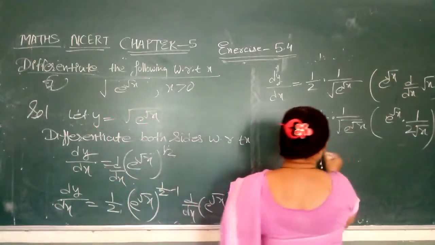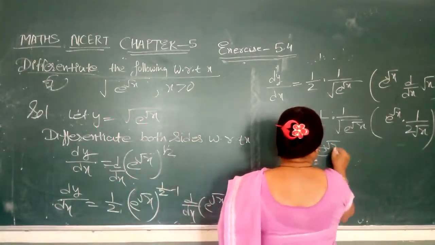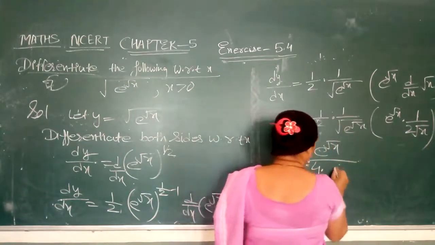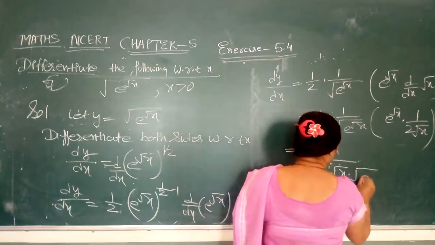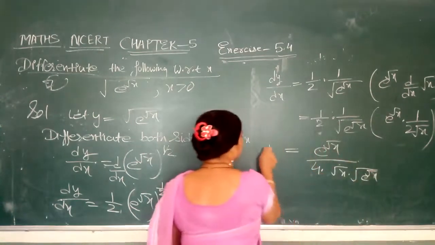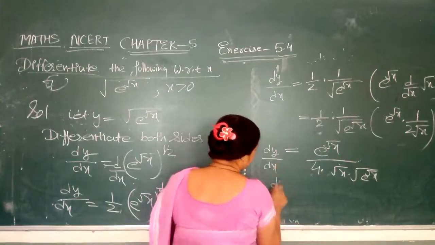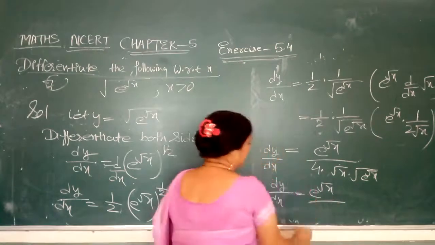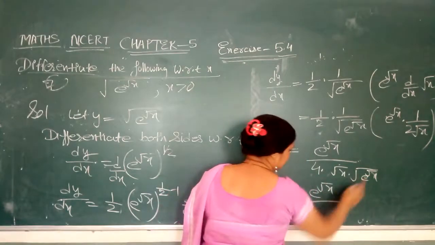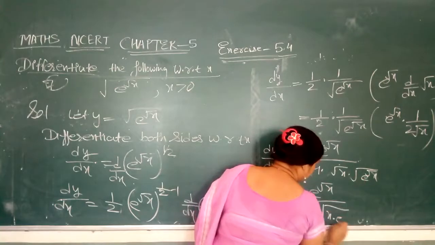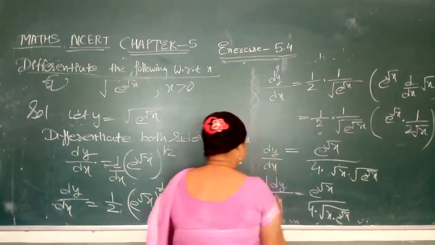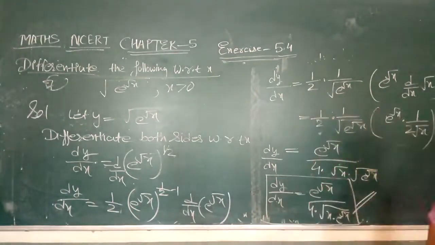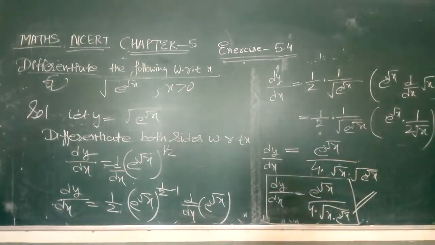After that, in the numerator, e raised to root x upon, here 2 into 2 will come 4, then root x, then e raised to root x. After that, you can write dy upon dx is equal to e raised to root x over 4, combine these two terms, root of x into e raised to power root x. This is the required solution of question number 7. This completes question number 7.